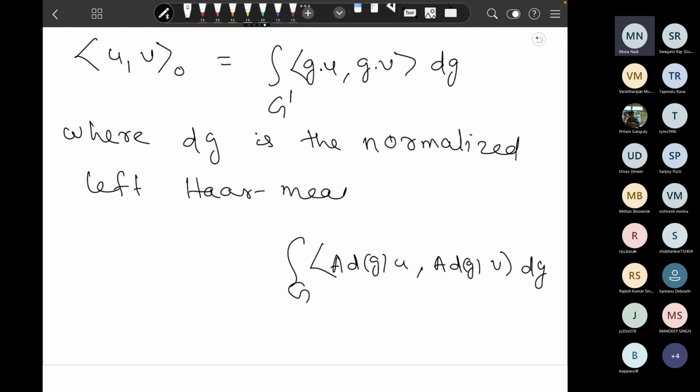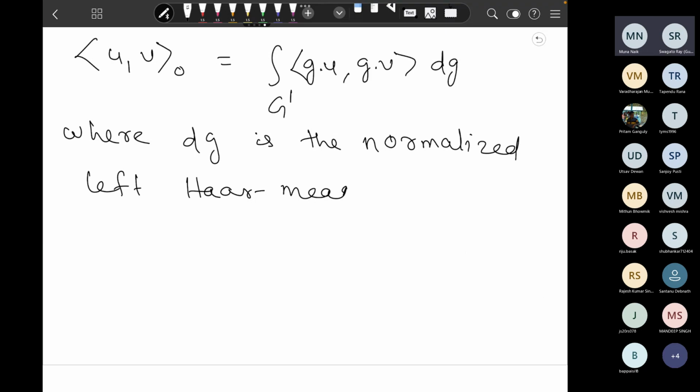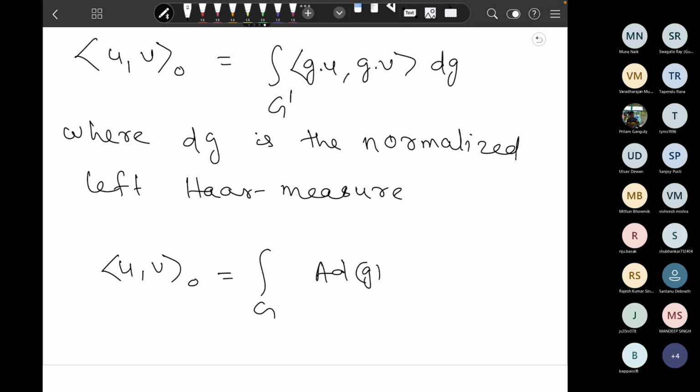G is an element of G prime. Is it clear, sir? Yes. If you define this UV0 like G is RG, sorry, RGU RG. Yes, I understand why you were avoiding it. No, I am not saying it for you, actually I'm saying it for others.